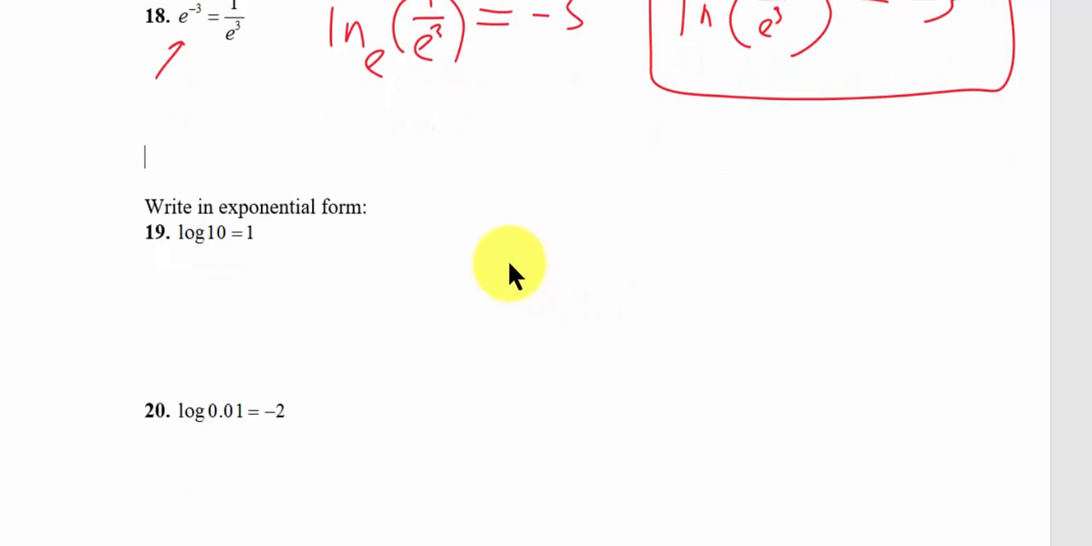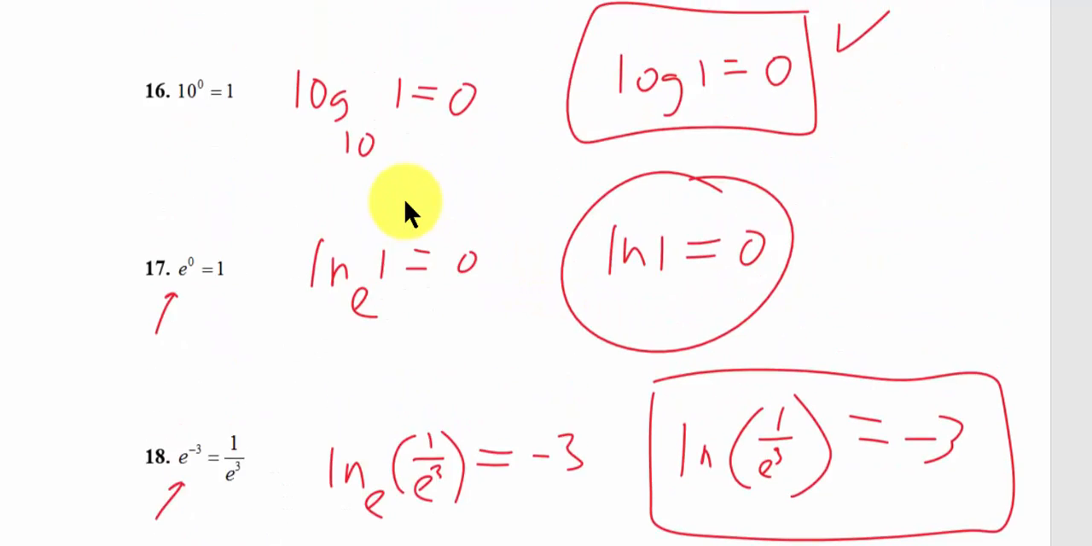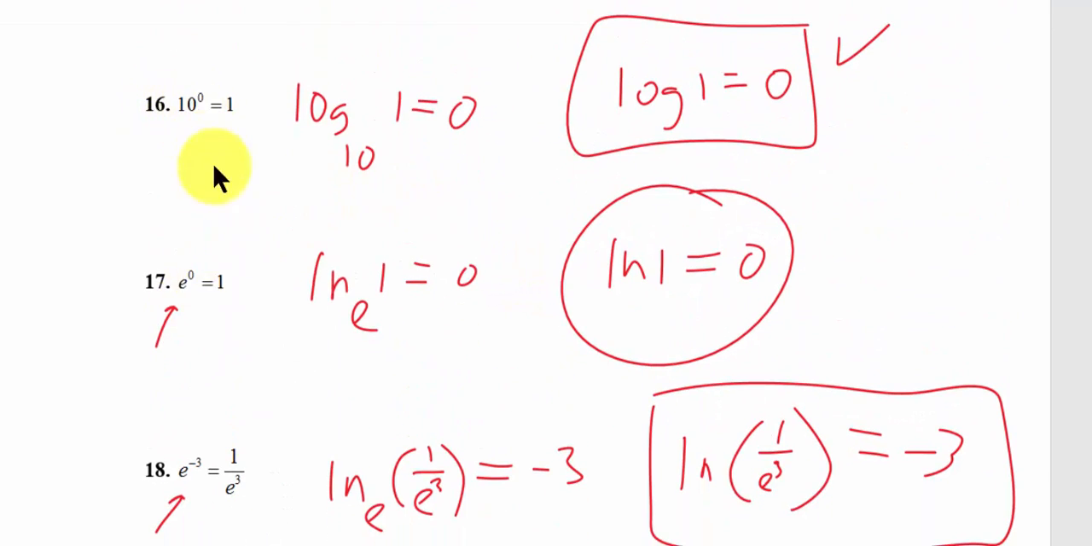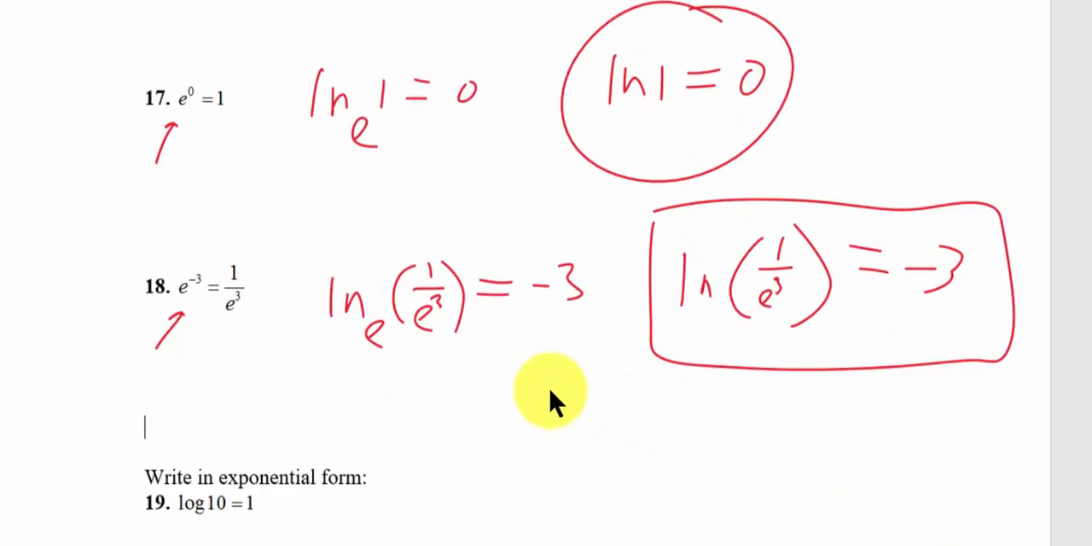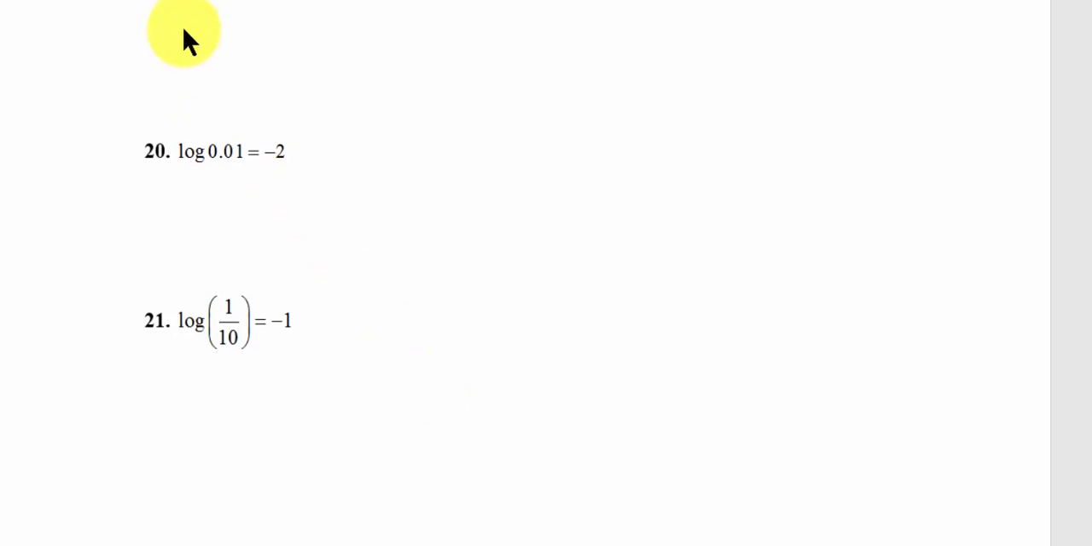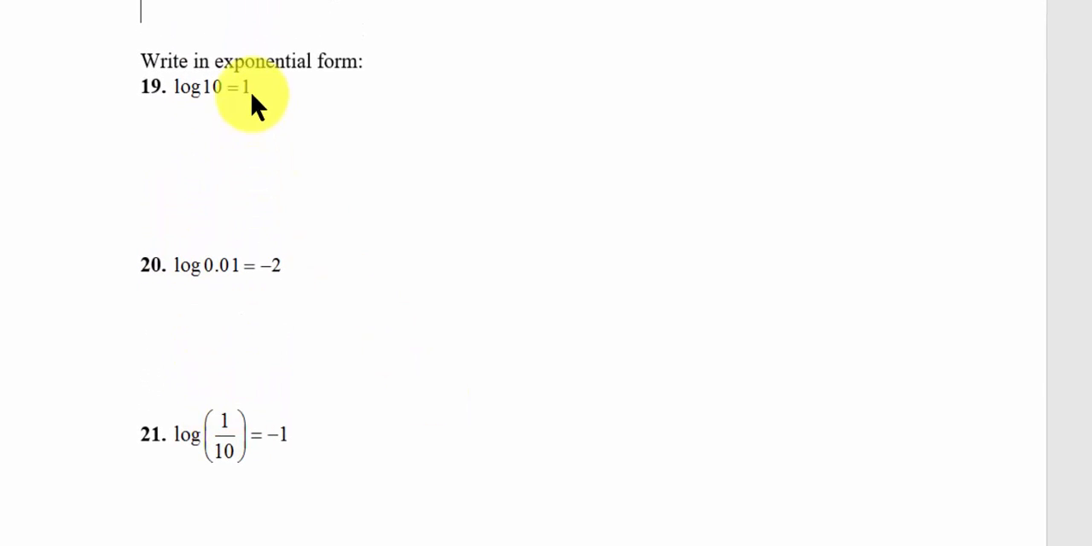Okay, number 19. Here, in 16, 17, 18, we were in exponential form and we ended up in logarithmic form. Here are my logs. Now, in 19, 20, 21, we start out in logarithmic form and we're going to end up in exponential form. So I'll do that in the third video.